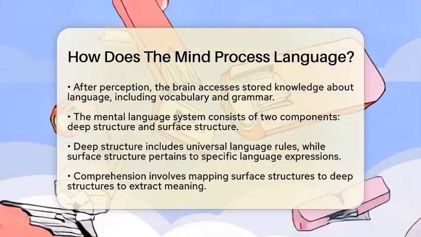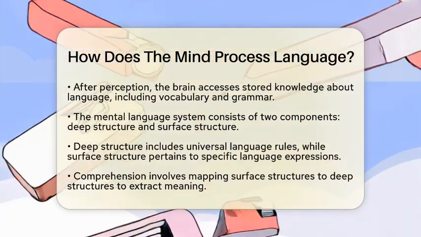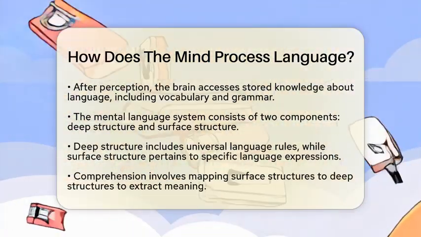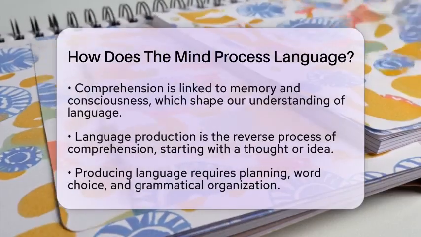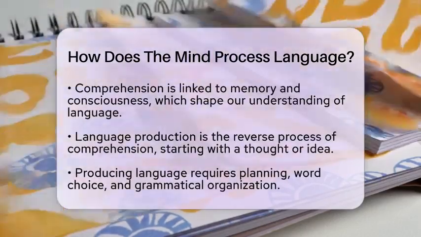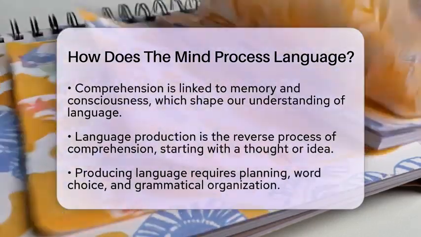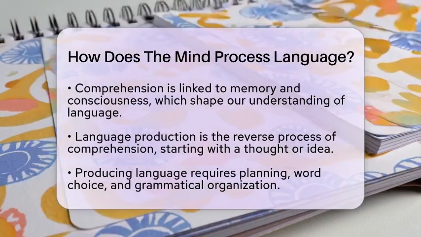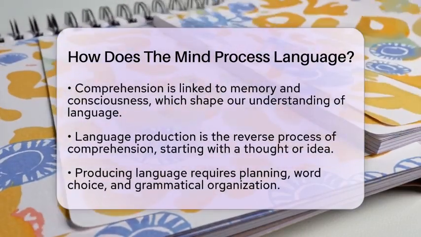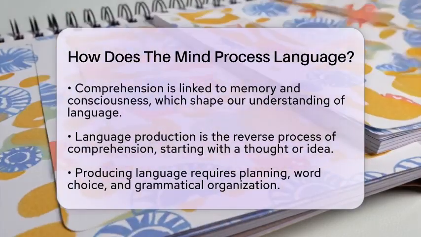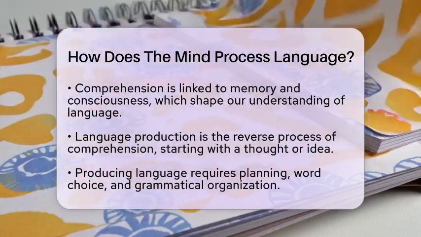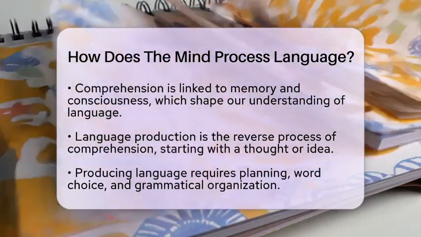This process is essentially the reverse of comprehension. It starts with a thought or idea, which is the deep structure. Then, we translate that thought into words and sentences, forming the surface structure that we can speak or write. This requires careful planning, choosing the right words, and organizing them according to grammar rules.